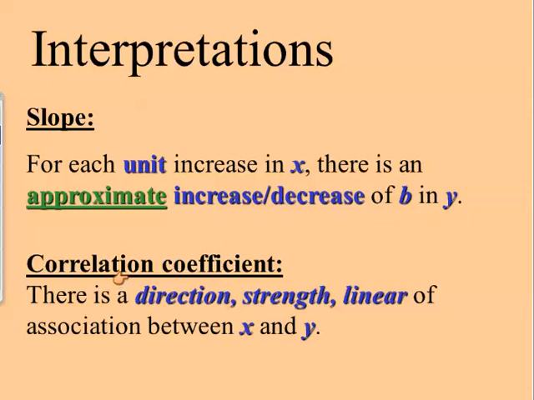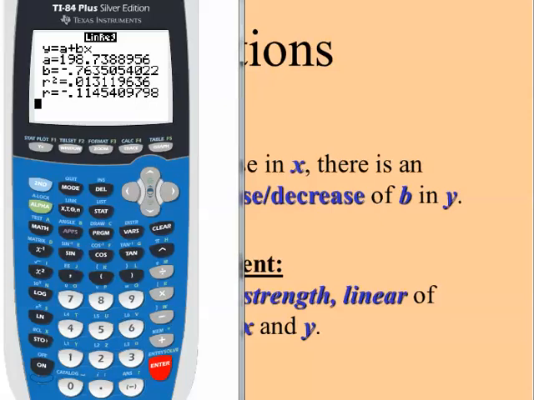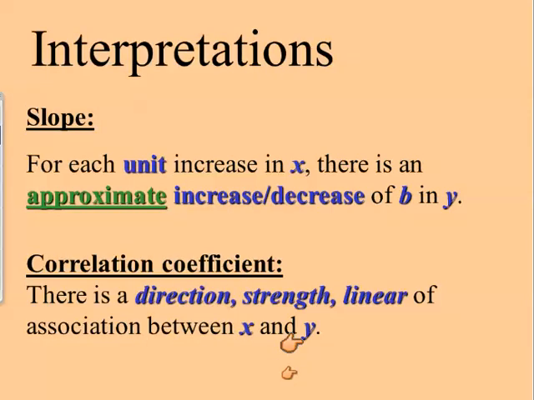The correlation coefficient is the direction, the strength, and the linearness of an association between x and y. If it's not a very big number, like this 0.11, negative 0.11, it's a negative relationship, and it's a very weak relationship. That weak relationship tells you that it's probably not a good measure.